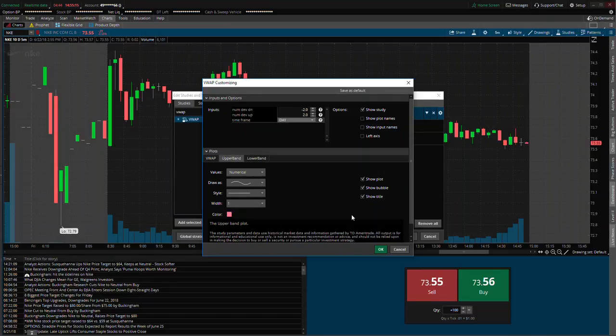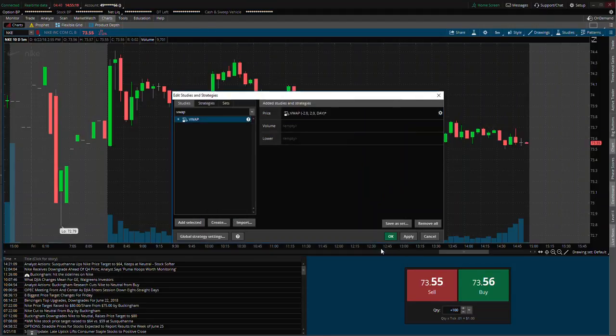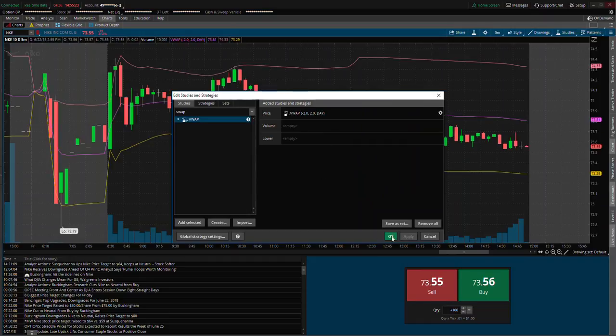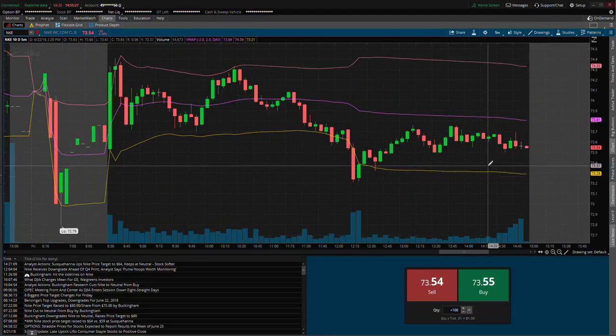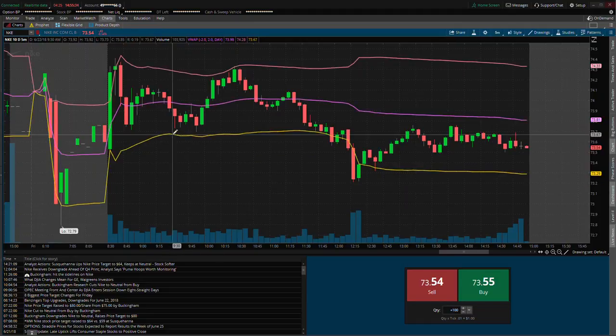So we can go ahead and just click OK, and then I'm going to come back in here in a second. So here I am, click apply, OK. So this is what VWAP looks like. Now here's the lower band, and this is the upper band.